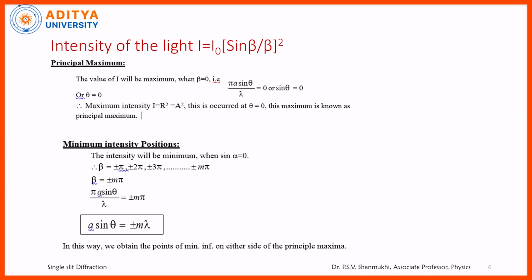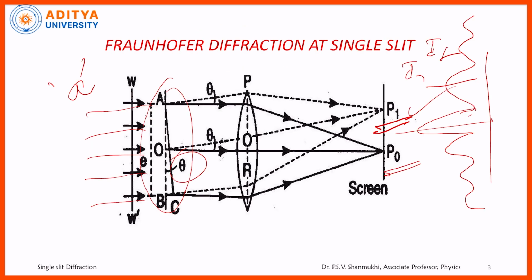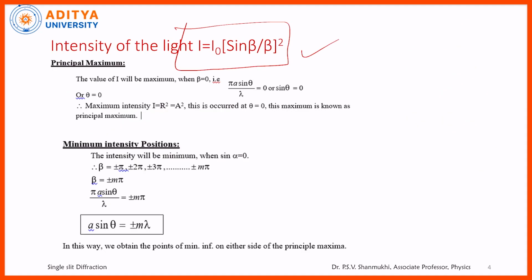For that, the intensity formula we already derived earlier is I is equal to I naught sin square beta by beta square. The resultant intensity on the screen at any point is given by I is equal to I naught sin square beta by beta square. In this, what is beta? Beta is pi a sin theta by lambda.